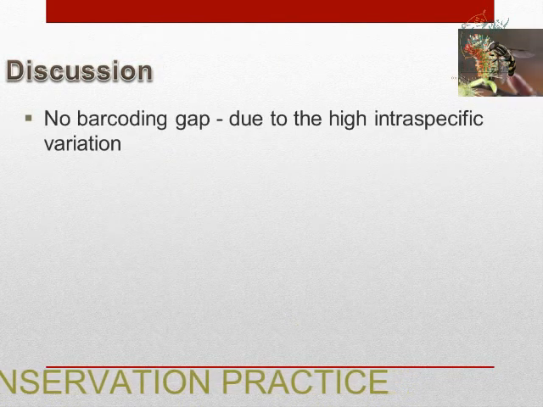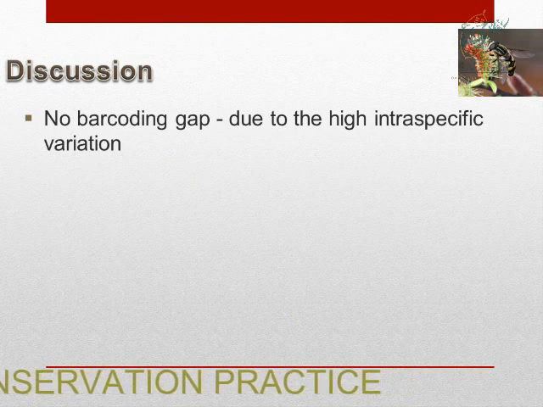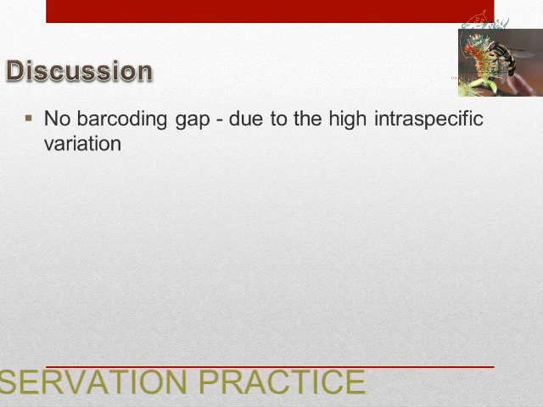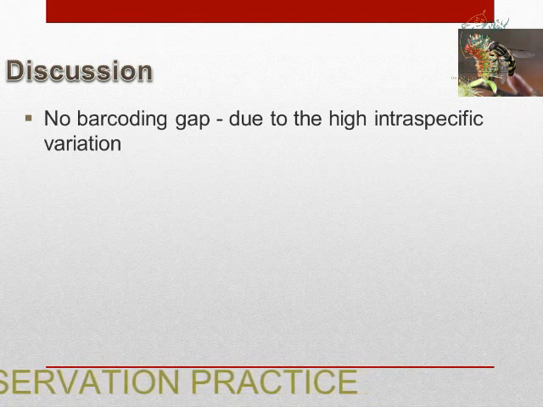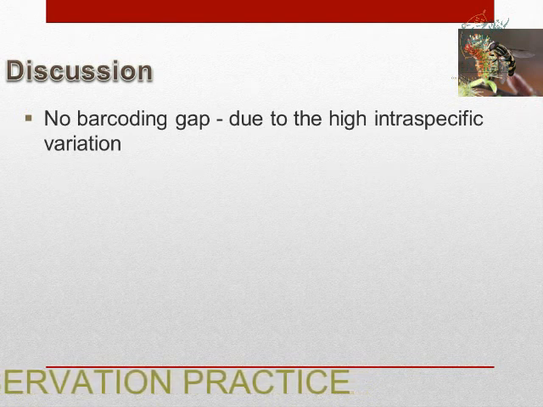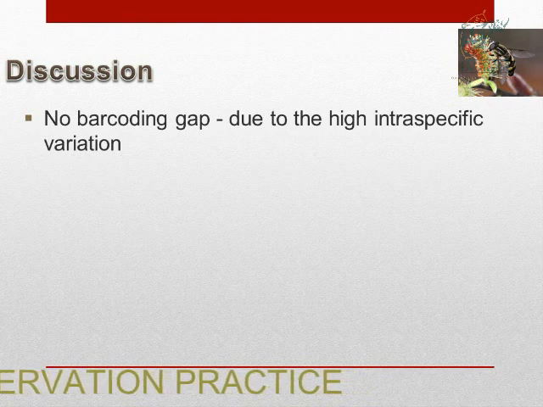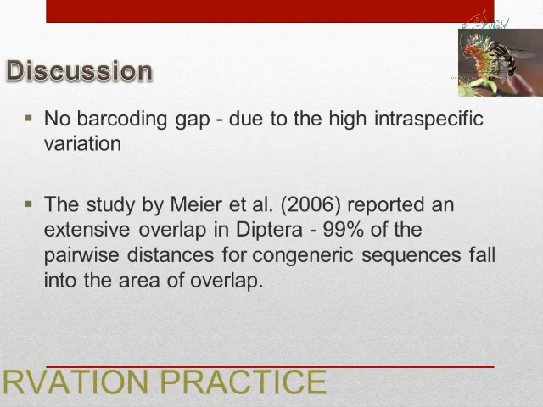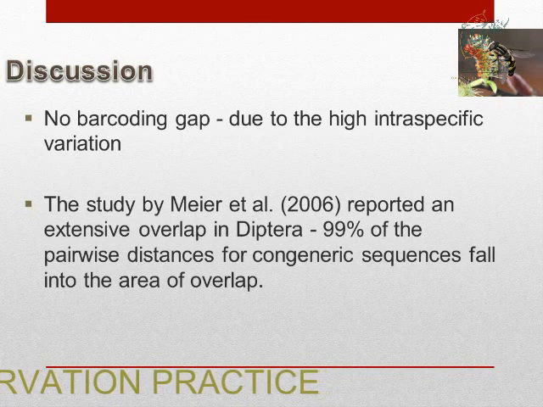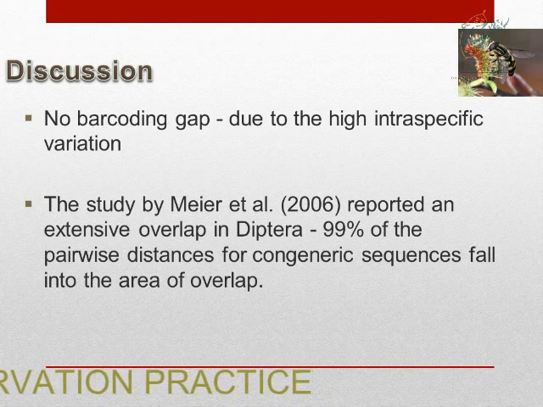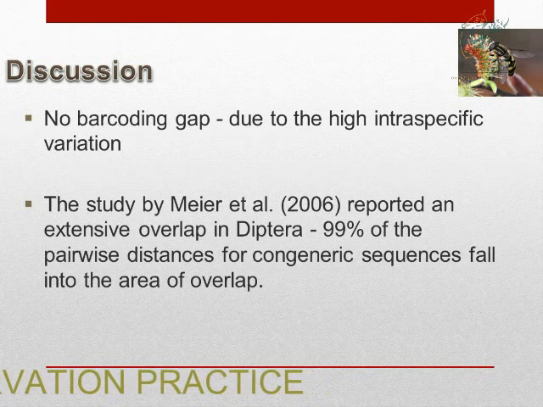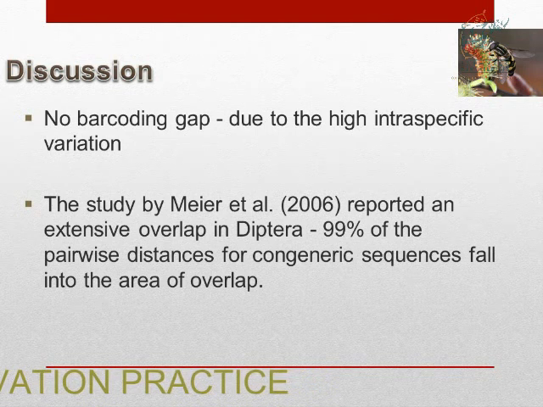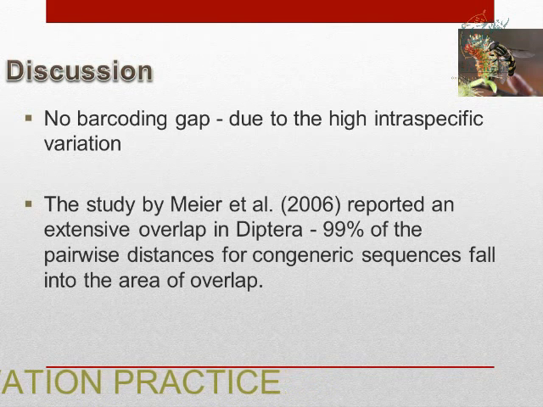So for our discussion, we see that there is actually no barcoding gap in our sequence divergences due to the high interspecific variations that occur. And our study is similar to the one that was published by Meier et al. in 2006, where they reported an extensive overlap in Diptera, where 99% of their pairwise distances for congeneric sequences fell into the area of the overlap.